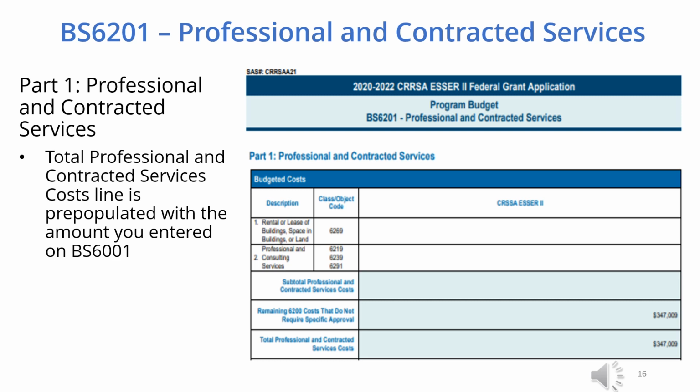If you are budgeting all of the funds for items that do not require specific approval, like utilities or temporary meeting space, you will not need to do anything else. Just save the form and move on to the next schedule. If you are budgeting for items that do require approval, like rental or lease of space in buildings or contracted professional development, you will need to include those costs on lines 1 or 2 as appropriate. These amounts will be deducted from the amount in remaining costs that do not require specific approval.